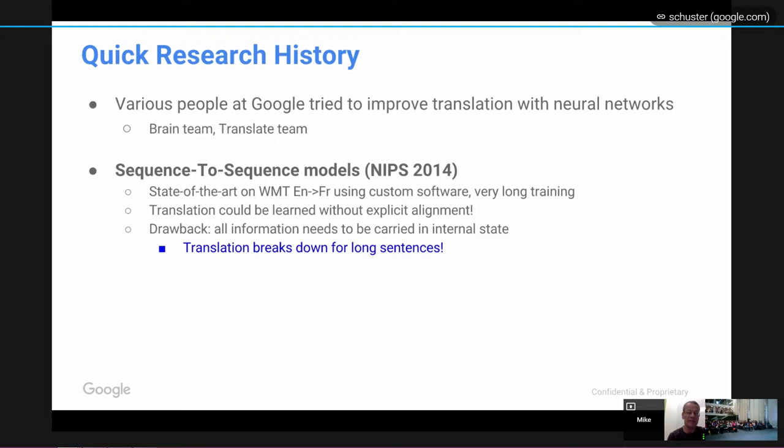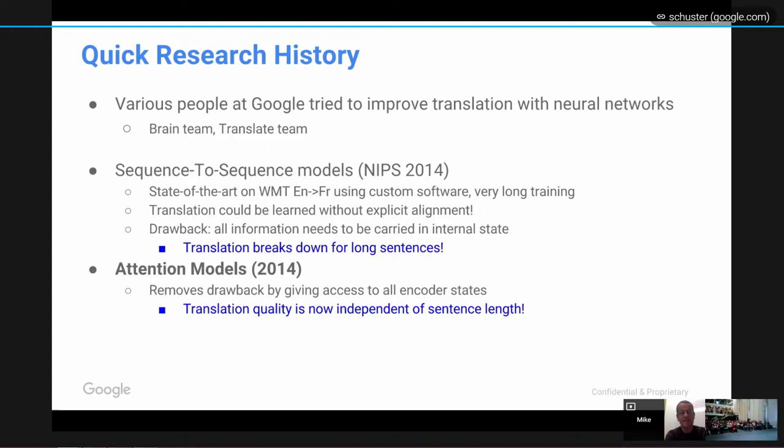But what happened also was that very roughly at the same time, another paper came out, which is called Attention Models for Translation. And with this paper, this drawback was gone. So the advantage was that it gave access to all the encoder states, and basically that meant that the translation quality was then independent of the sentence length. And we'll go into these details later in the talk. This is just a quick history.